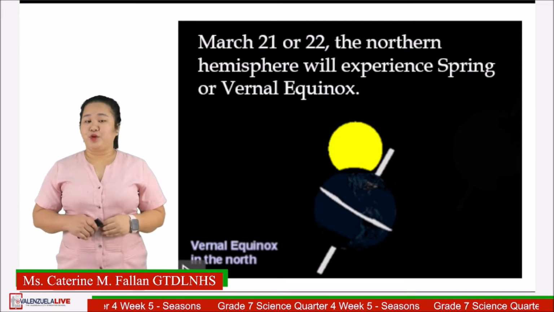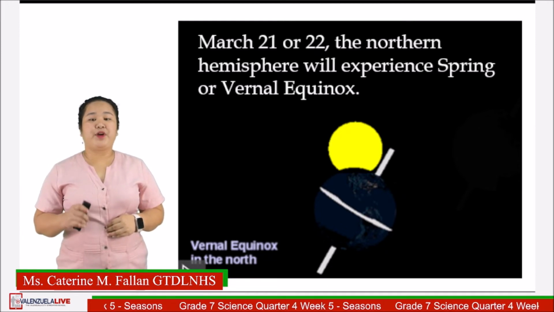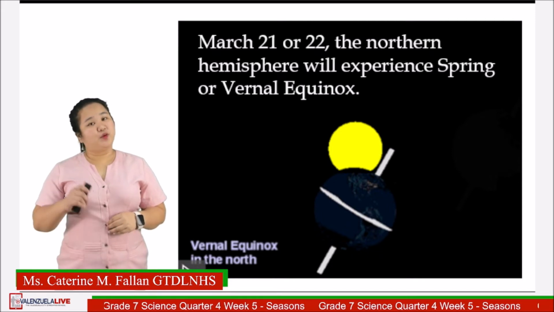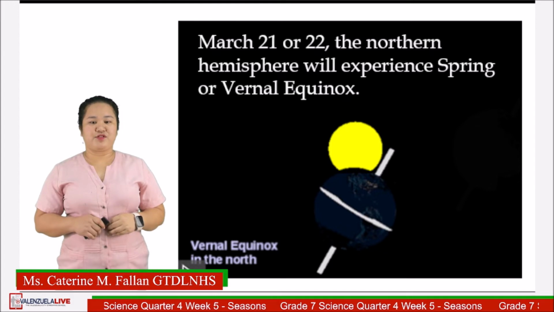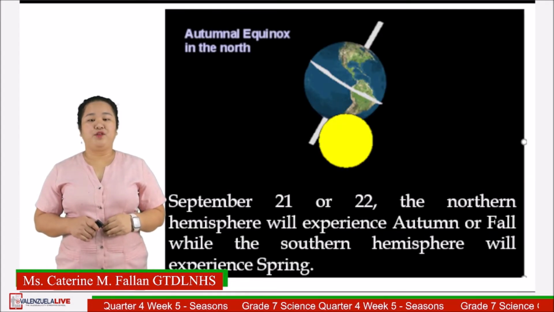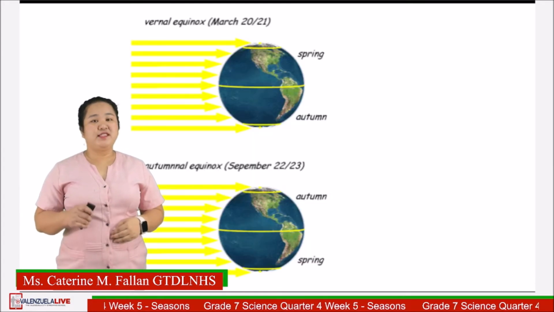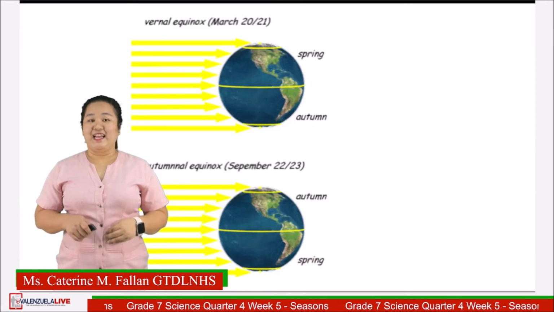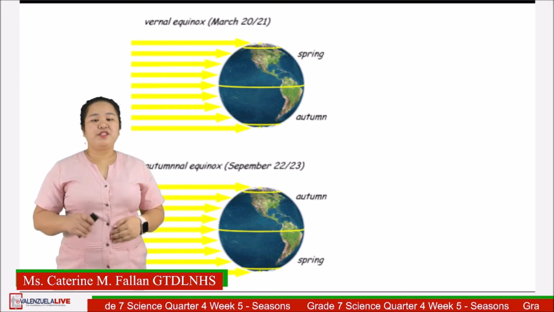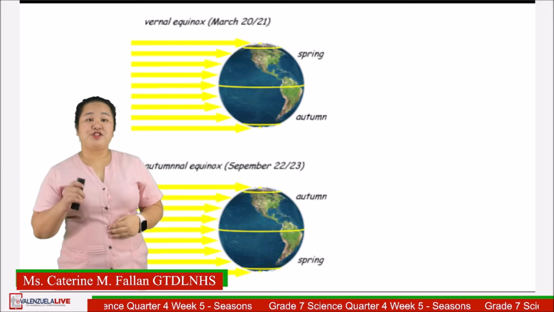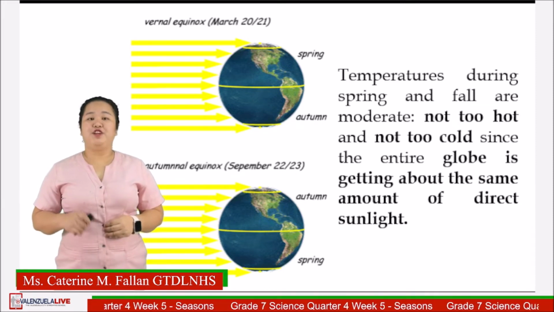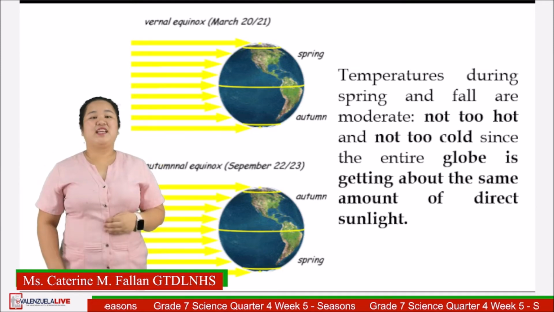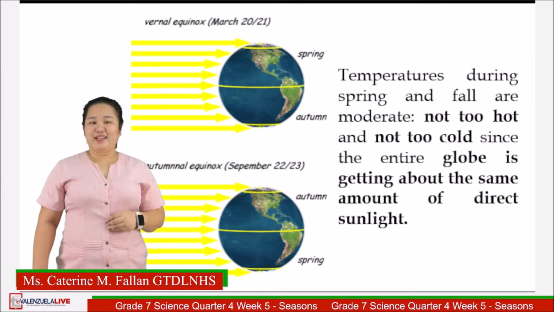On March 21 or 22, the northern hemisphere will experience spring or vernal equinox, opposite to the southern hemisphere that will experience autumn or autumnal equinox. Lastly, on September 21 or 22, the northern hemisphere will experience autumn or fall, while the southern hemisphere will experience spring. Again, during these two seasons, the poles are neither tilted toward nor away from the sun. Because of that, temperatures during spring and fall are moderate, not too hot and not too cold, since the entire globe is getting about the same amount of direct sunlight.